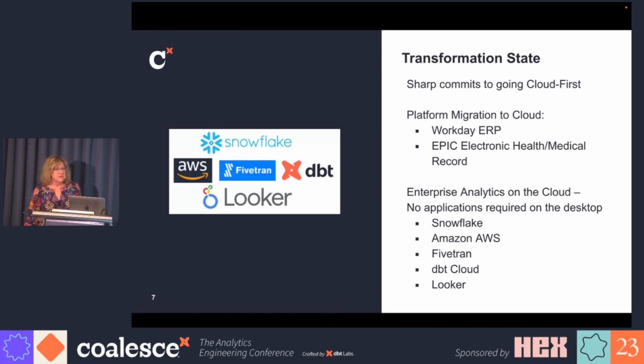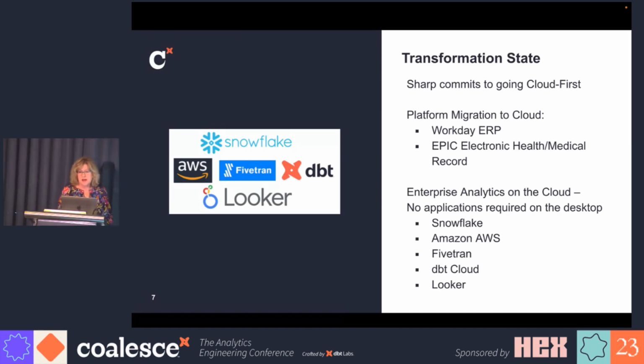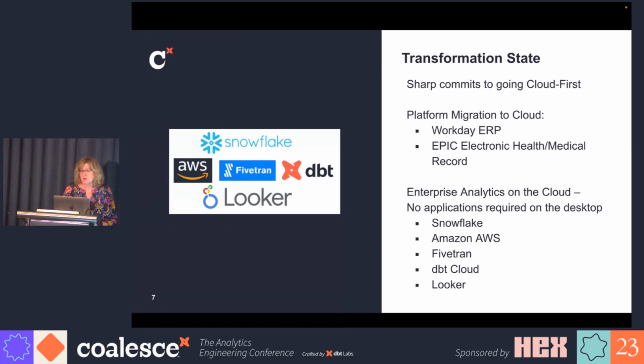We did some analysis and looked at the different tools out there, and we ended up moving forward with this particular stack, where we have Snowflake as our backend data warehouse platform. We're using Amazon Web Services. We're using Fivetran for our extract and load. dbt Cloud is a big player for our transformations. And then Looker is what we're using for our reporting tool to replace that Cognos Analytics.